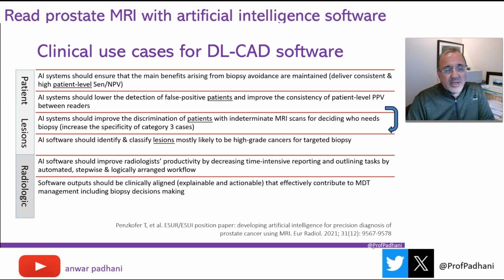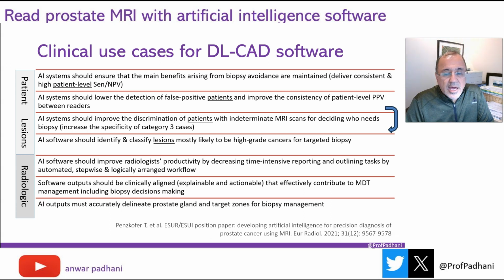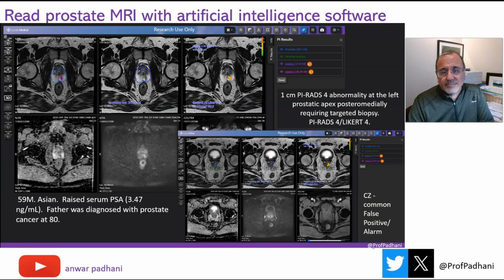I think all of us would expect that the software output should be clinically aligned. In other words, it should be explainable, actionable, and effectively contribute to the care of patients, including multidisciplinary care regarding biopsy decision-making. And AI outputs must accurately delineate the gland and the lesions for biopsy management. These are basically the clinical use cases for the use of deep learning software in prostate cancer detection.